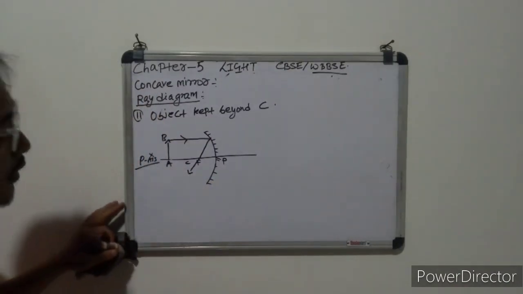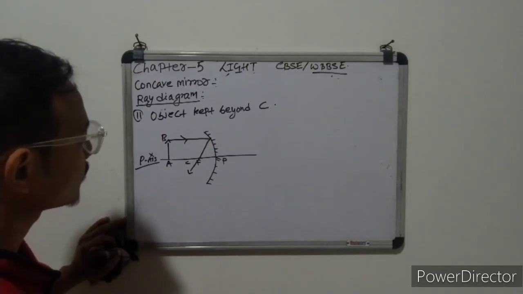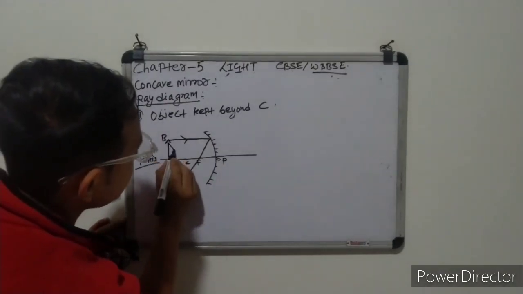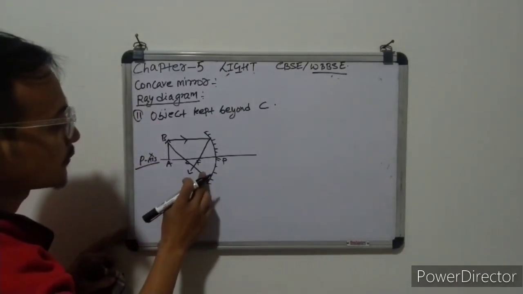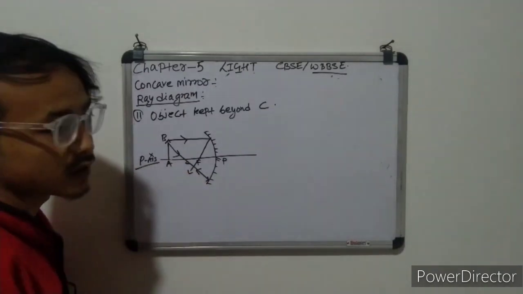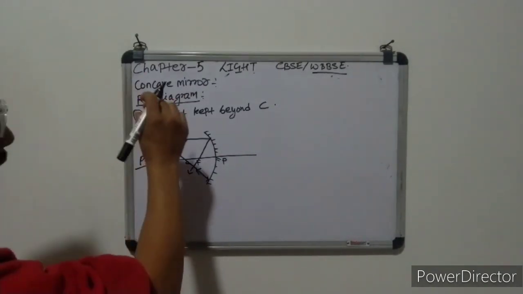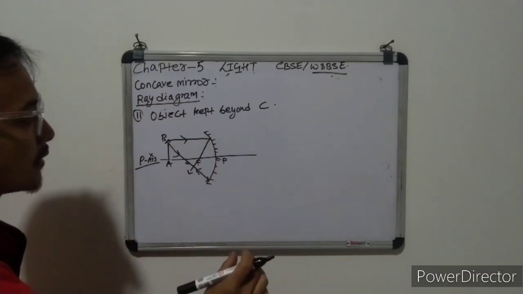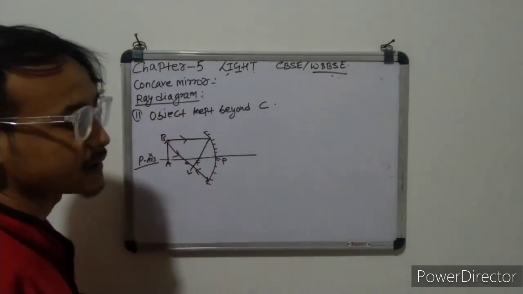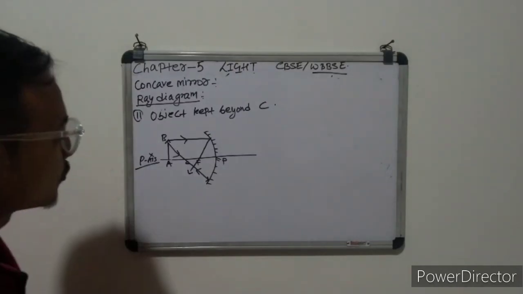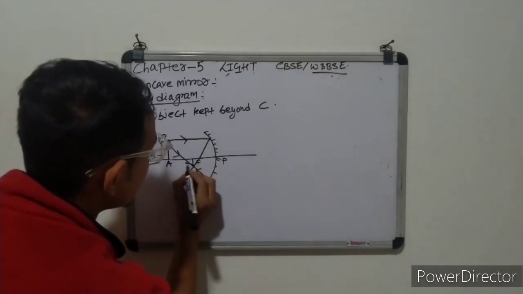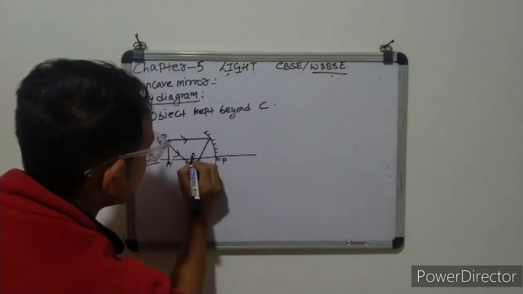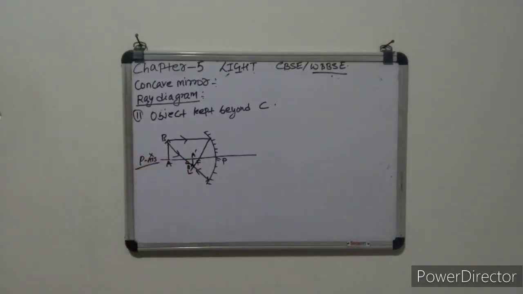Now for the other ray, I cannot take it from A, so I have to pass it through the center of curvature. Whenever a ray of light passes through the center of curvature, it is reflected back along the same path. The ray of light that strikes the mirror goes nowhere else and returns along the same path from which it came. Where the reflected rays meet, there is production of image. This one is B dash A dash. I put the dashes to differentiate which is the object and which is the image.